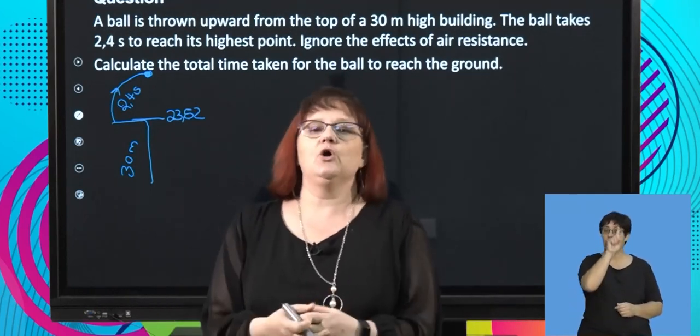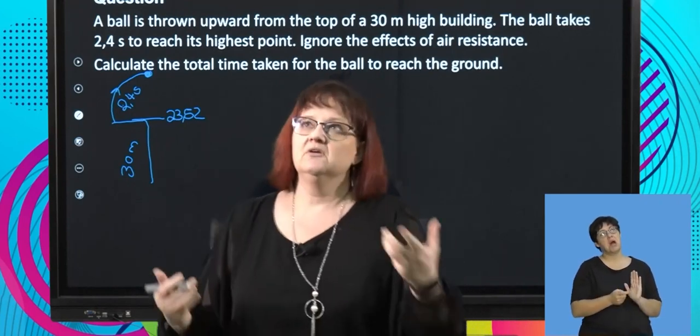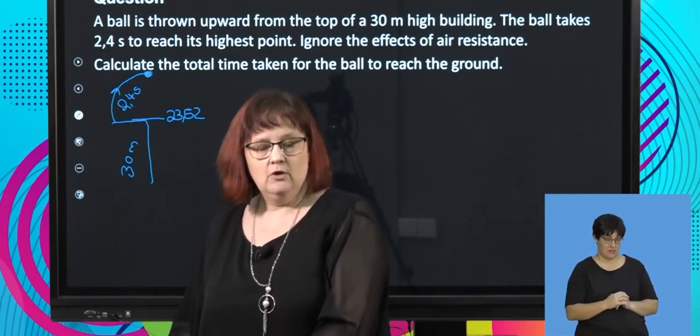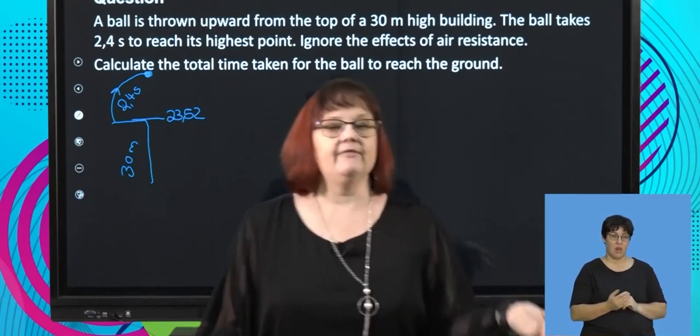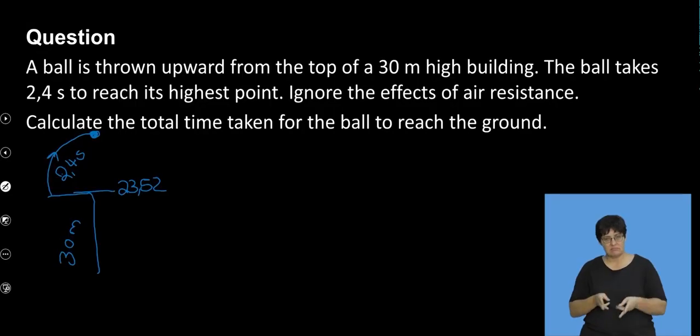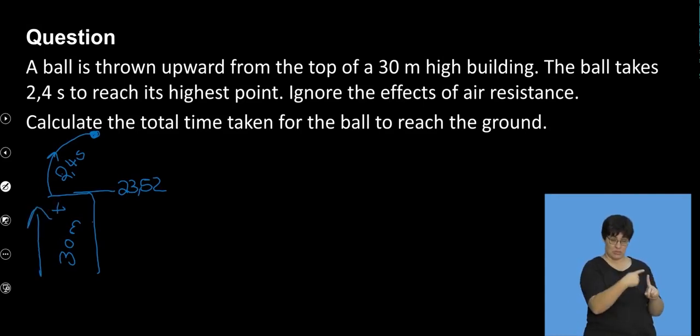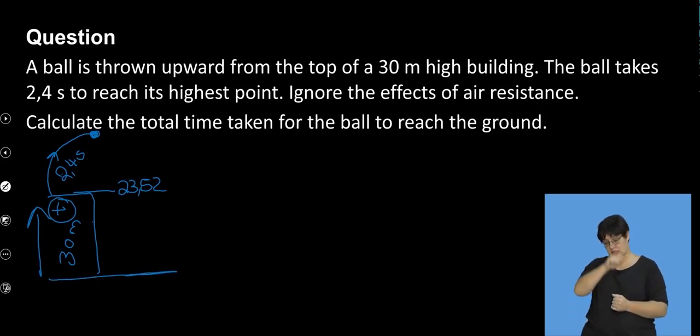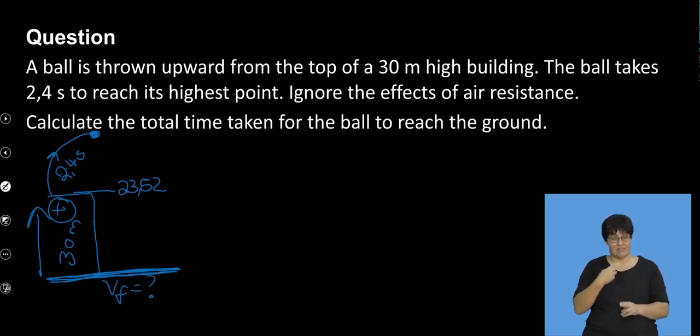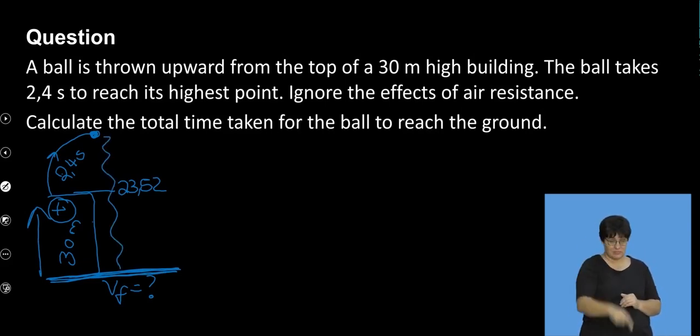This question would only be worth 3 marks. So I'm going to show you one way to do it, and then I'm going to show you another. We can do this in one step, in one equation. And it's about your convention. So up was positive, and they want to know what's the time when it gets here on the ground. I don't know what that final velocity is. I also don't know what this full distance is.